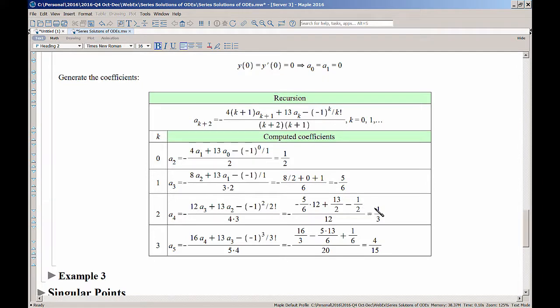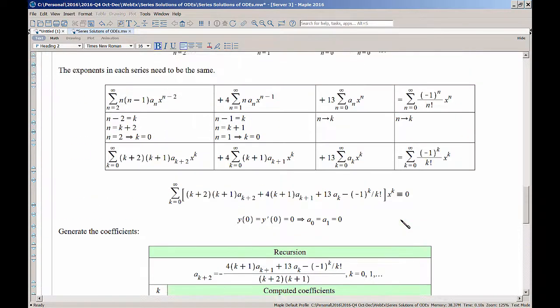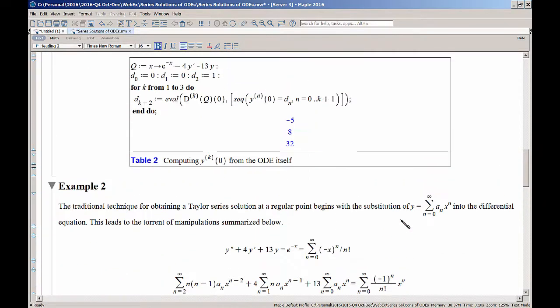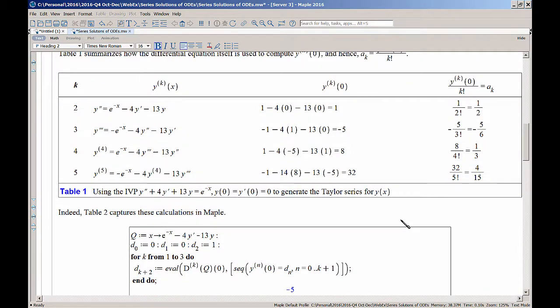So, having obtained the recursion, put the numbers in, get the coefficients, and these coefficients match what we did up here by hand by using the differential equation to generate the power series.